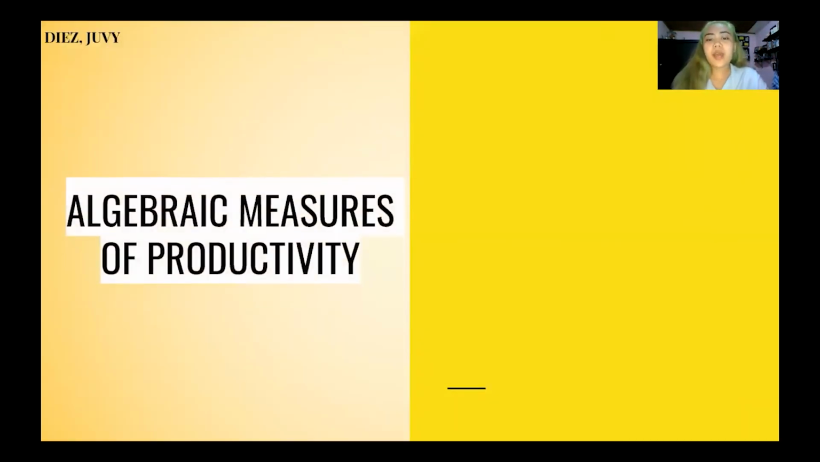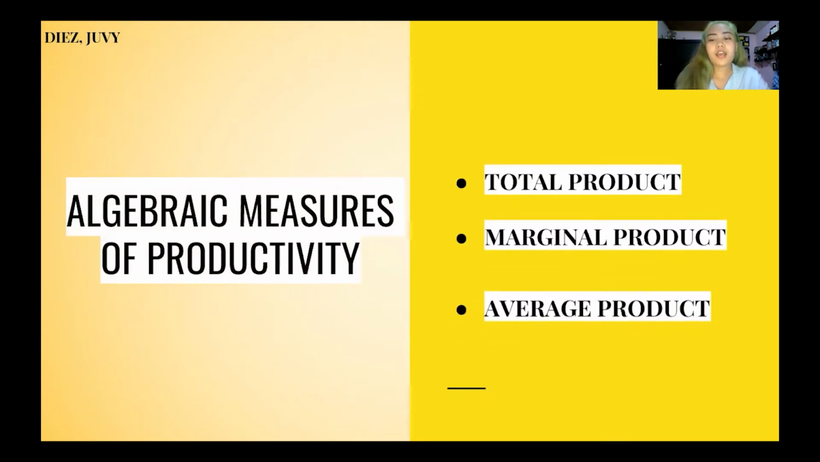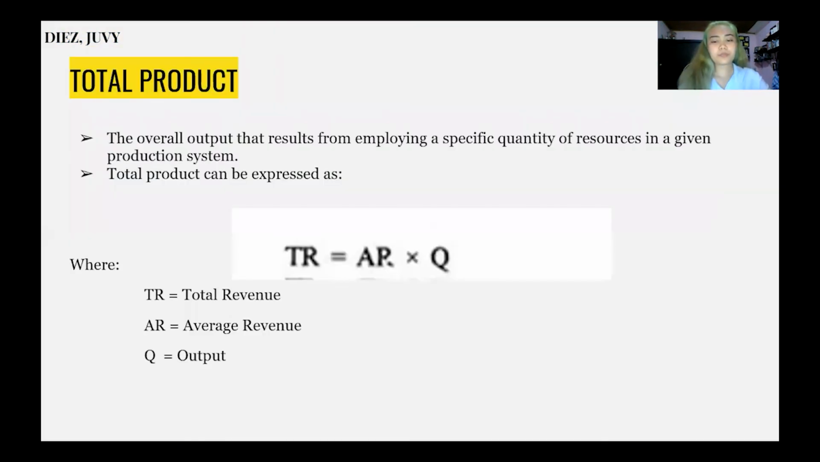So there are three algebraic measures of productivity: total product, marginal product, and the average product. Total product is the overall output that results from employing a specific quantity of resources in a given production system. The total product concept is used to investigate the relation between output and variation in only one input in a production function. So it can be computed as TR equals AR times Q, wherein TR is the total revenue, AR is the average revenue, and Q is the output.